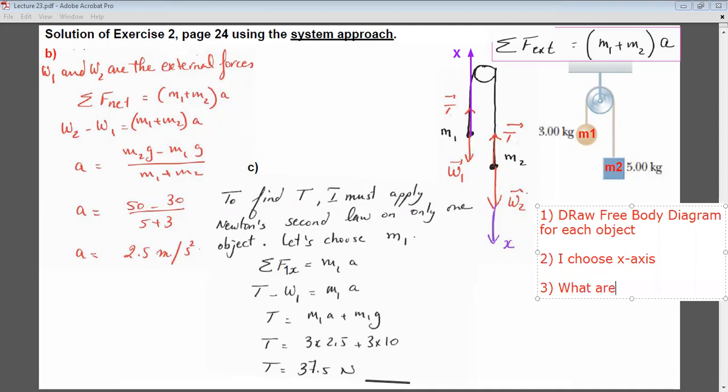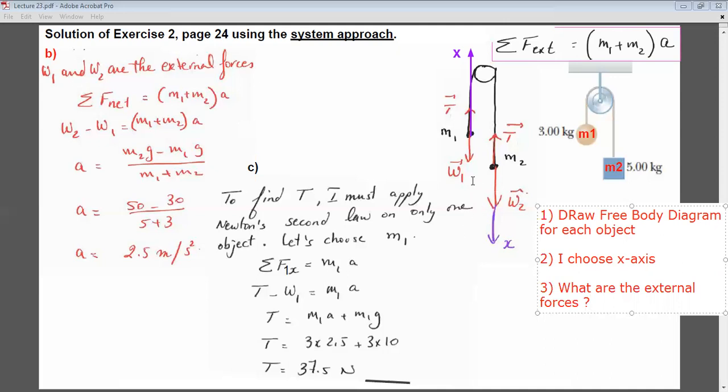Then what are the external forces? Then I look at my forces. Which forces are external? I already told you that tension forces are not external, they are internal. So the external forces are W1 and W2. Okay. Now I apply the formula, summation of F net, or you can say summation of F external equal M1 plus M2 times A.